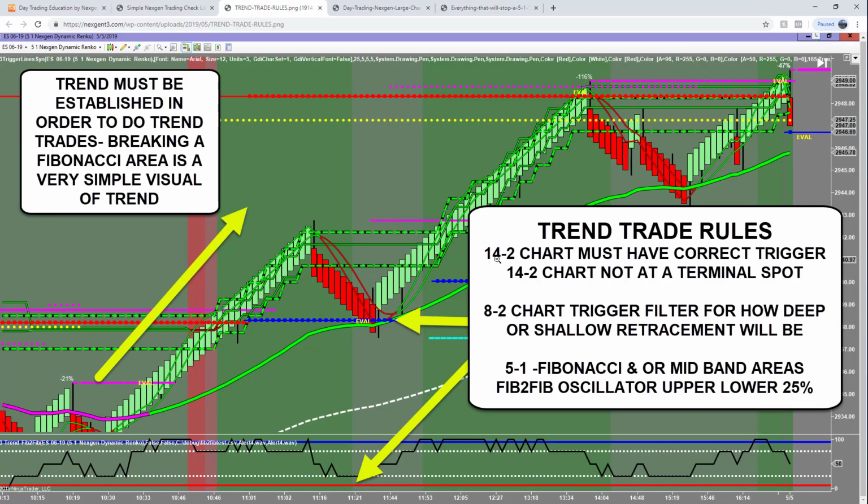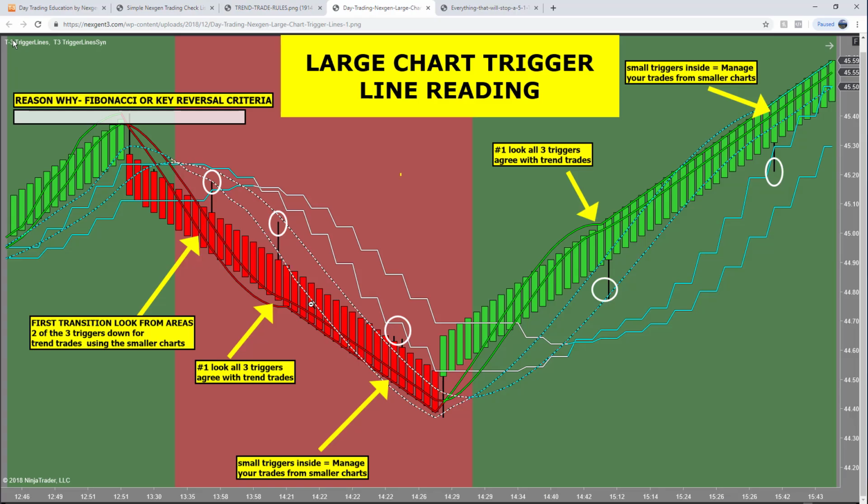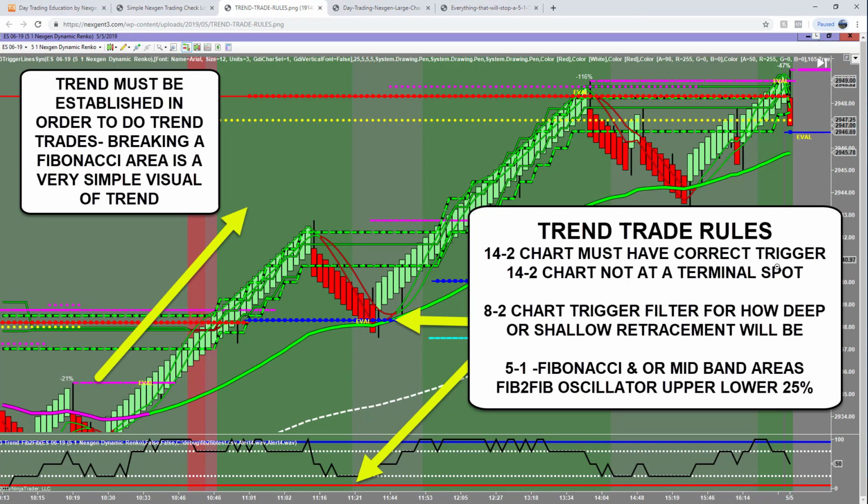So the rules are simple. Number 1, 14-2 chart triggers. And again, these are your triggers. So everybody's okay with that rule, right? We're going to move on. The second rule is nothing is in the way, which we'll deal with as they come along. Okay. Number 3, 8-2 chart trigger line filter for how deep or shallow the retracement will be.